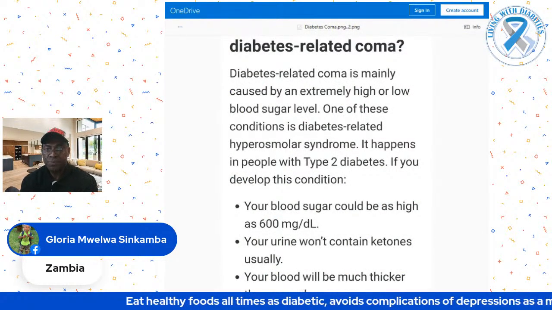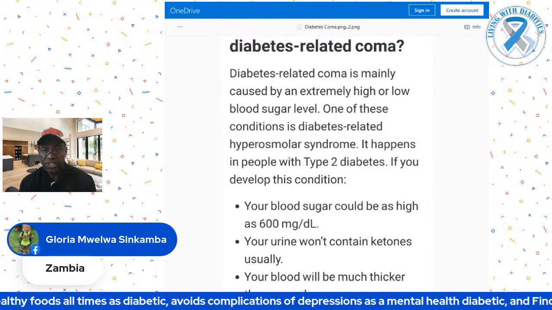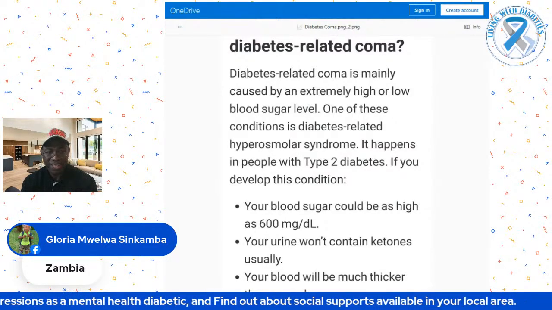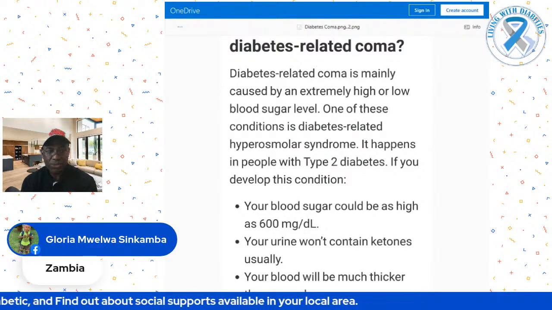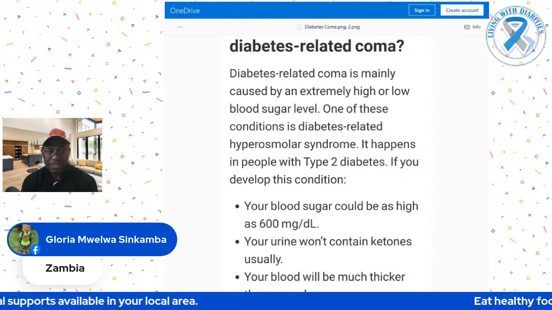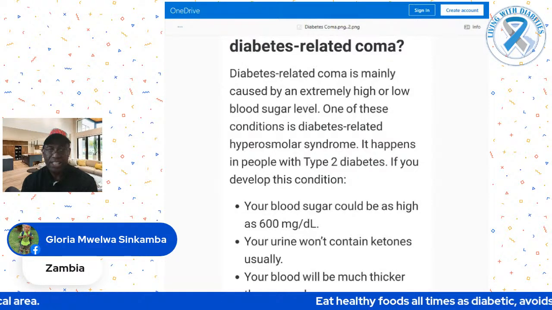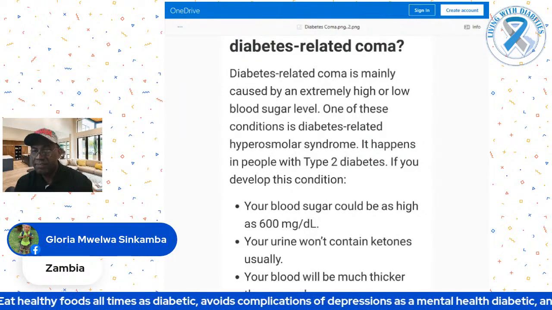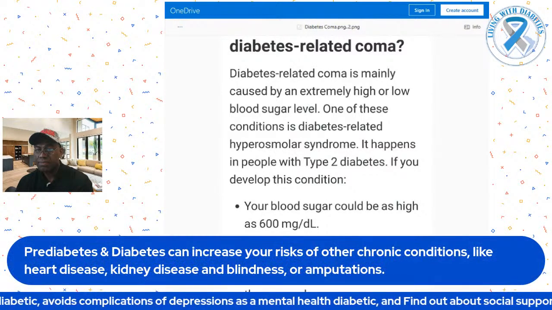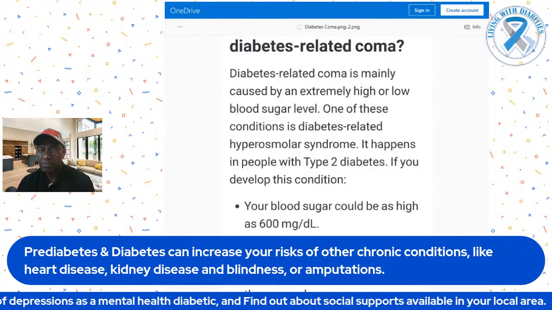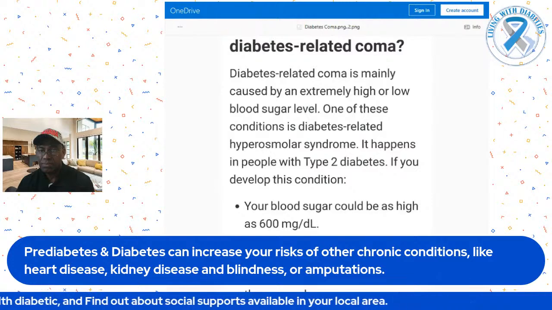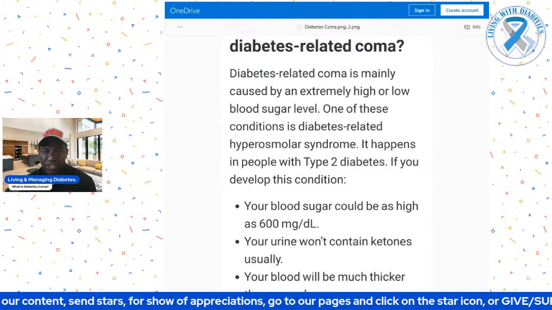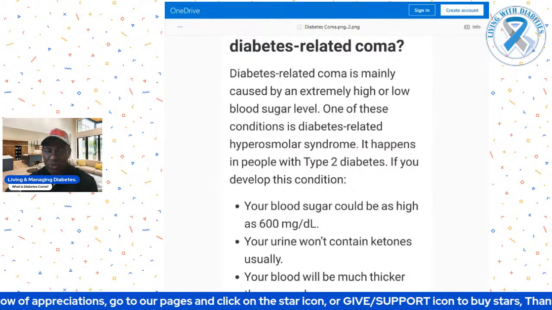All right. So these are the causes. We are still in the continuation of the causes. Diabetic related coma is mainly caused by an extremely high or low blood sugar level. And one of these conditions is diabetic related hyperosmolar syndrome. It happens in people with type 2 diabetes. If you develop this condition, remember, this is what is going to happen to you.